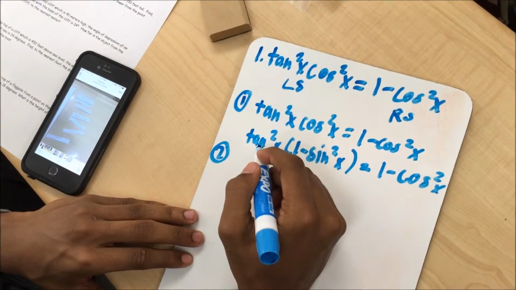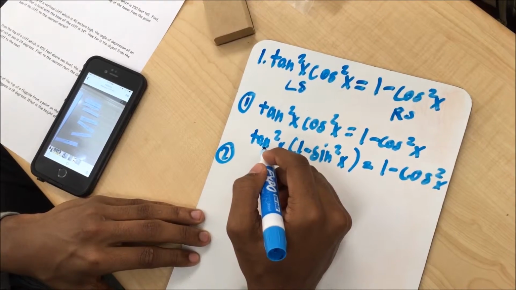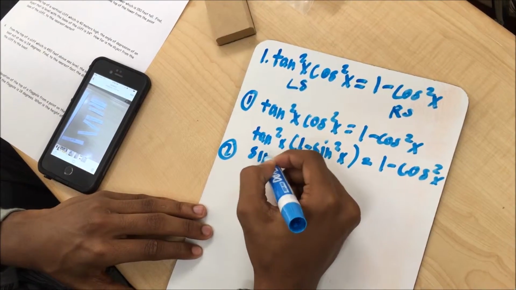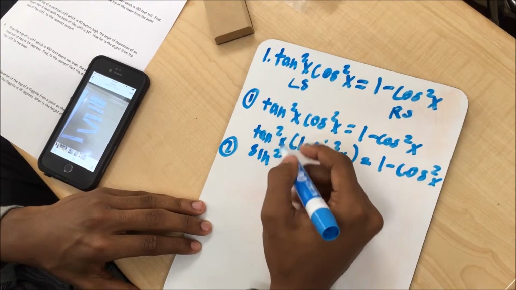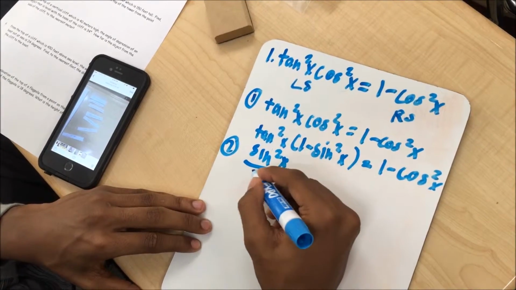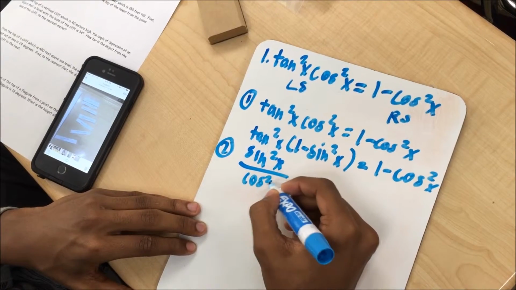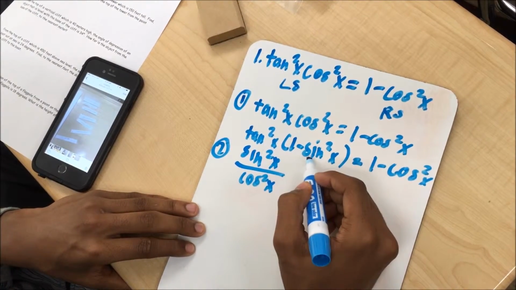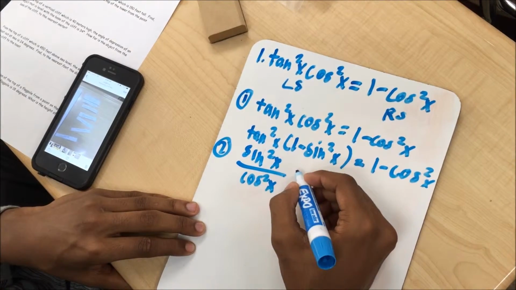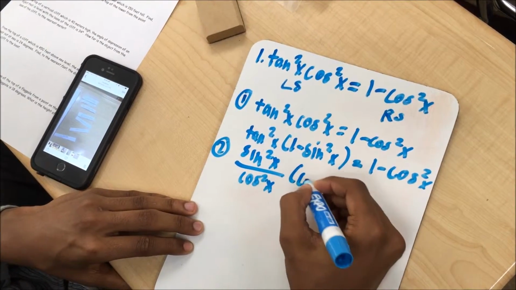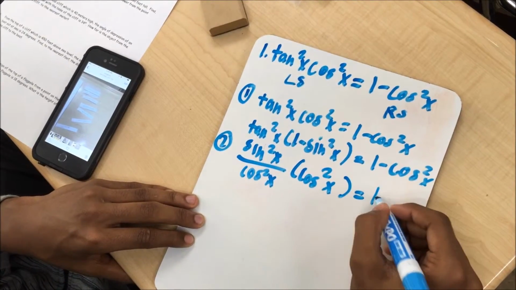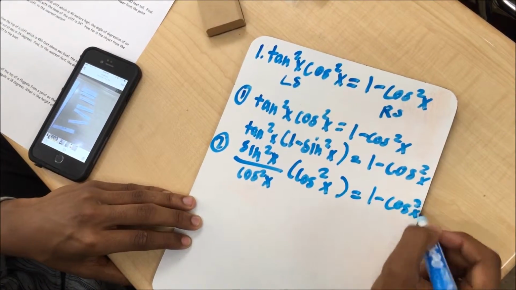Now we can change this tan to sin²x over cos²x, because it's squared right here. And we can change this back to make it easier, so we'll change that back to cos²x, and then it equals 1 minus cos²x.